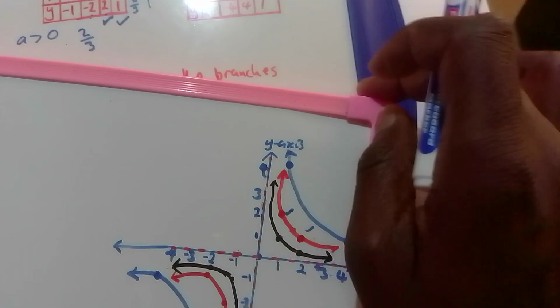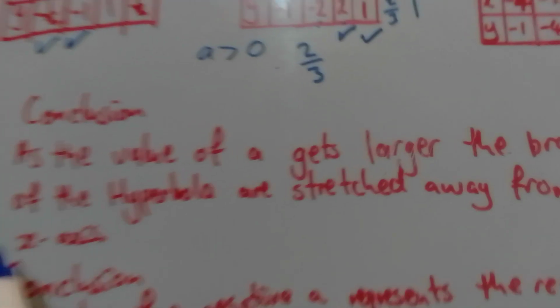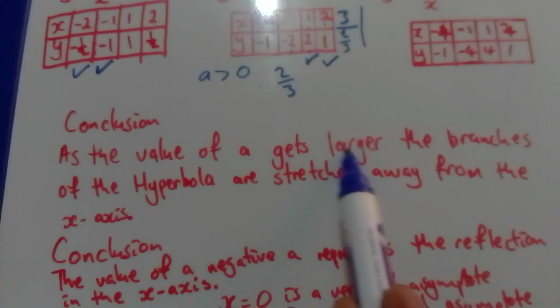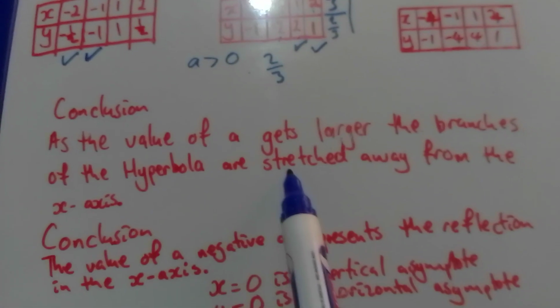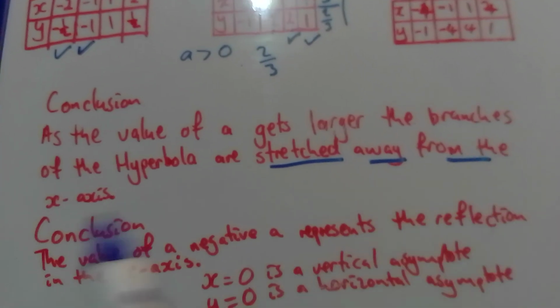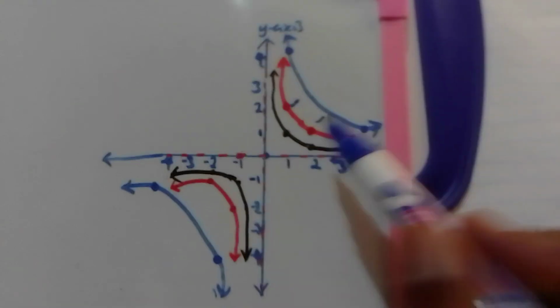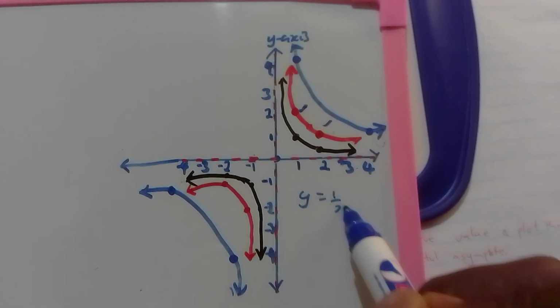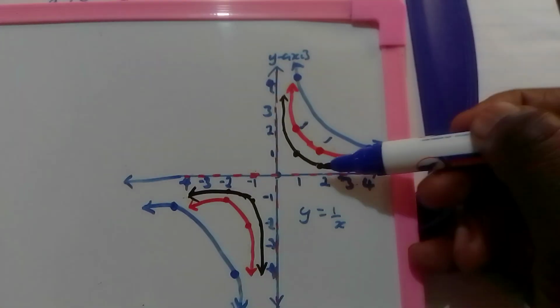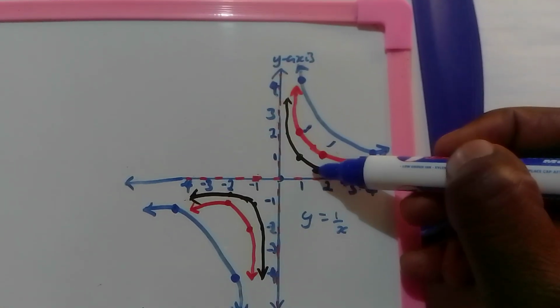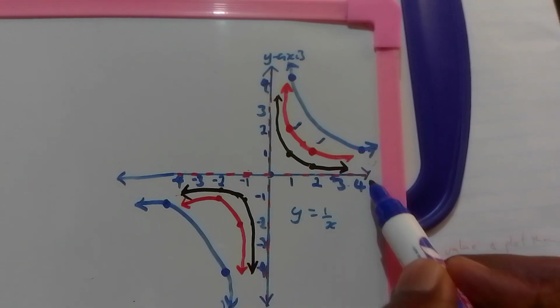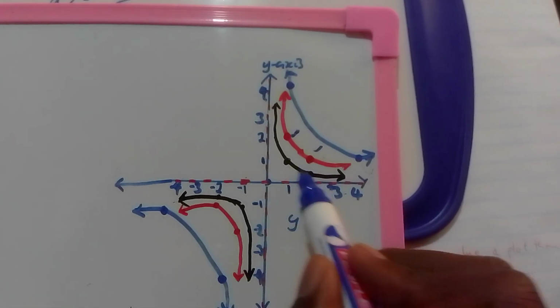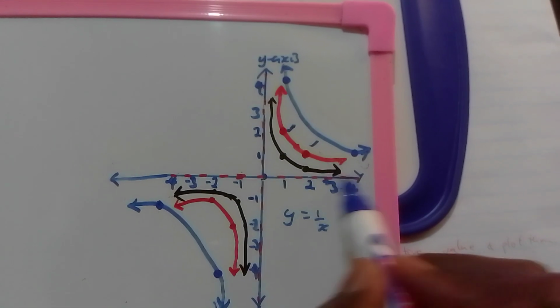So what conclusion can we draw here? Now we can draw the conclusion that as the value of a gets larger, the branches of the hyperbola are stretched away from the x-axis. Let's look at that. This one in black, this is the graph of y equals 1 over x. Now, what do you see? This graph is closer to the x-axis. This is the x-axis here, and the graph of y equals 1 over x is closer to the x-axis.